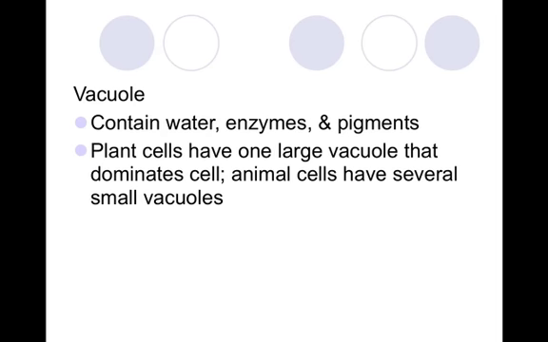The vacuole contains water, enzymes, and pigments, so it's there to store the water. Plant cells have one large vacuole that dominates the cell, and animal cells have several small vacuoles.